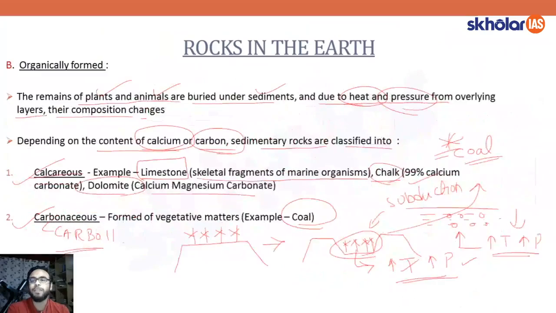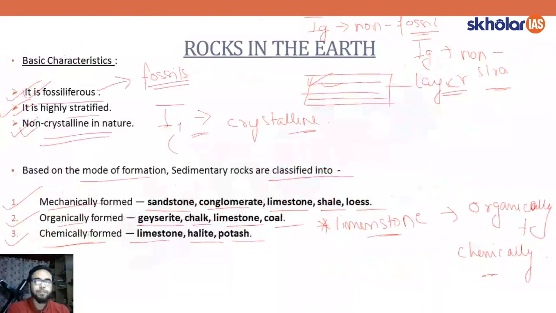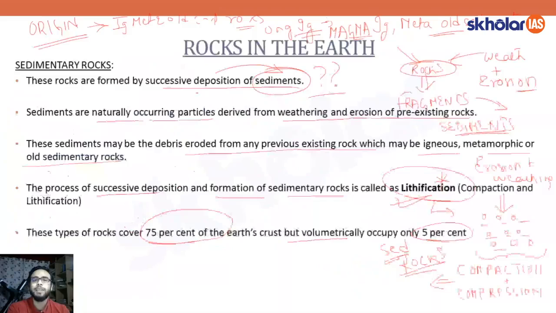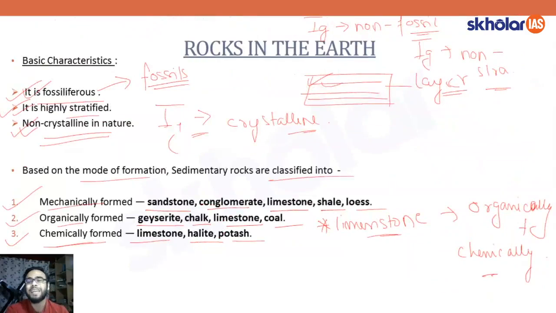The first thing we talked about was sedimentary rocks, right? Sedimentary rocks are formed by sediments, and how are we getting those sediments? Under the process of weathering and erosion acting on rocks, we get fragments, and these fragments are called sediments. And these sediments under the process of lithification result in the formation of sedimentary rocks, right? So what is the basic characteristic? It is fossiliferous, it is highly stratified, as well as it is non-crystalline.